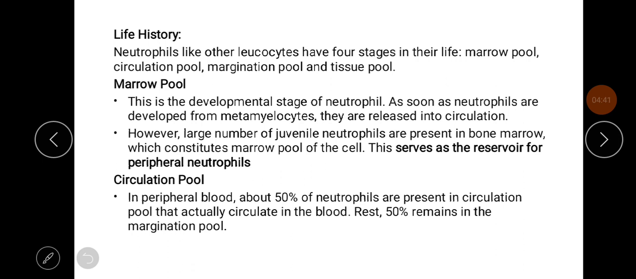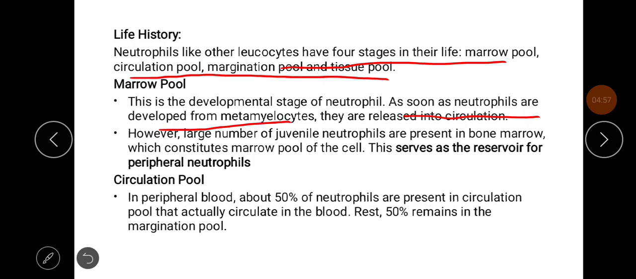The neutrophils, like other leukocytes, have four stages in their life: marrow phase, circulation phase, margination phase, and tissue phase. In the marrow phase, which is a developmental stage of neutrophil, as soon as the neutrophils are developed from the metamyelocytes, they are released into the circulation. However, a large number of juvenile neutrophils are present in the bone marrow, which constitutes the marrow pool of the cell. This serves as a reservoir for peripheral neutrophils.